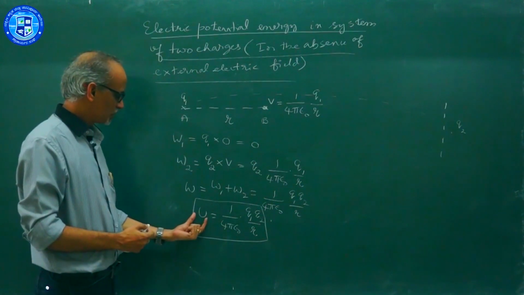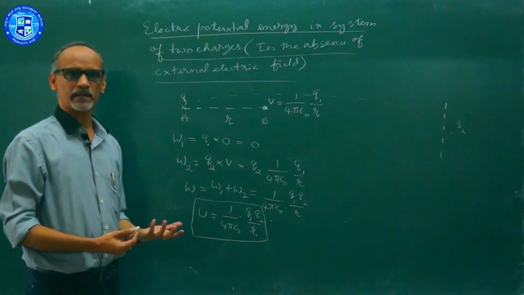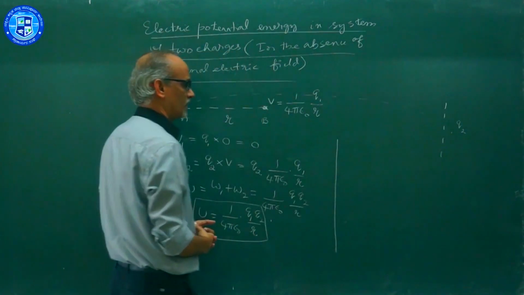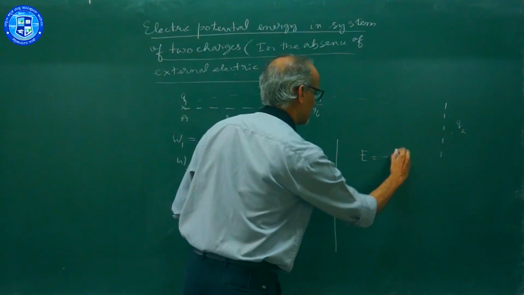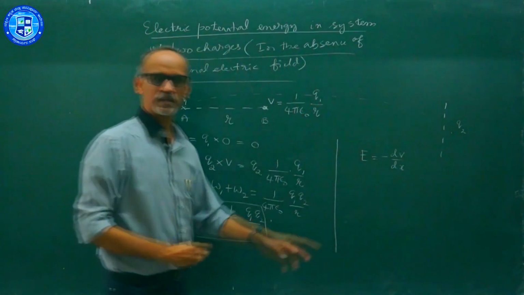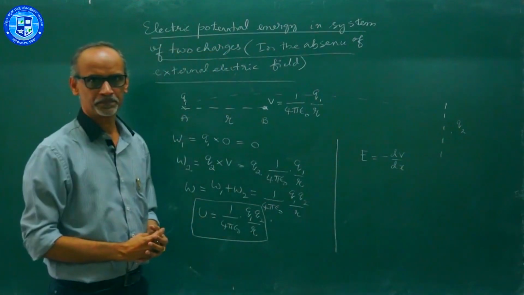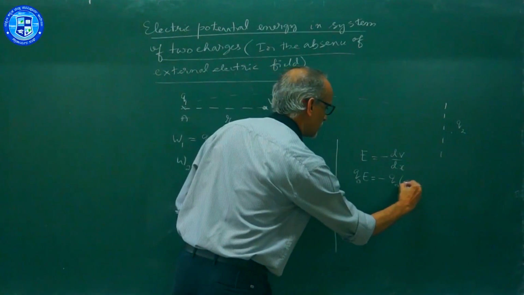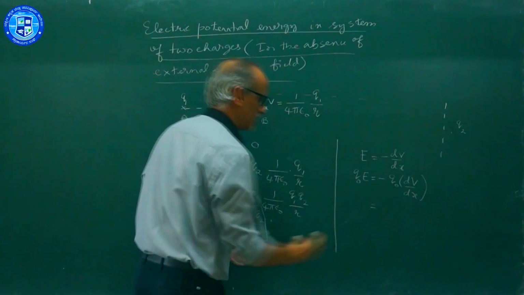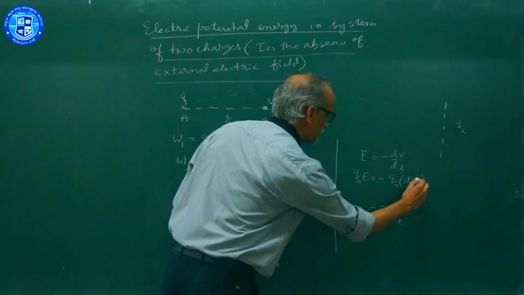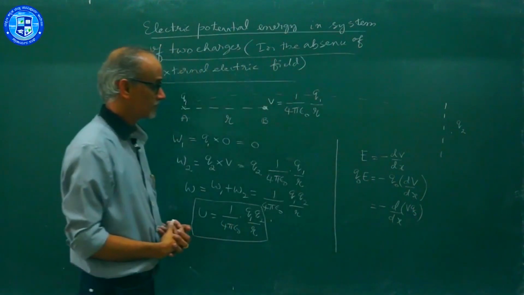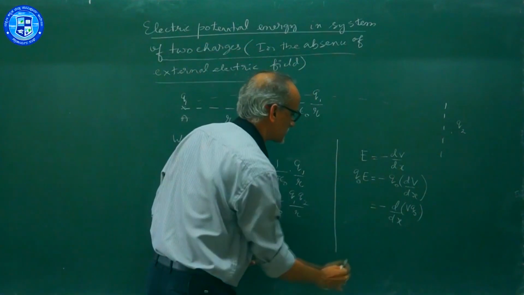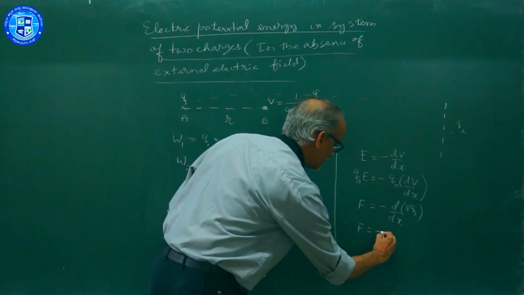Now, when we know the energy U, 1 by 4 pi epsilon Q1 into Q2 by R, we can always calculate the force if I know the electric potential energy. So we can calculate like this. We know that the electric field and potential relation is E is equal to minus dV by dx. That is, electric field is always the negative potential gradient. You multiply by charge Q naught here, and then minus Q naught into dV by dx. And that is minus d by dx of V into Q naught. And that product, potential into the charge, gives energy. And Q naught into E here is nothing but F, which is the force. So F is equal to minus dU by dx.